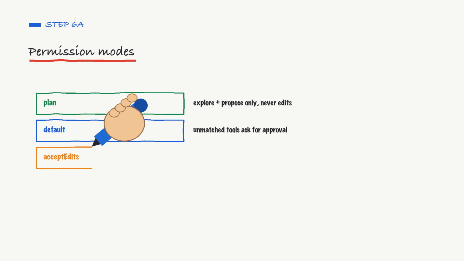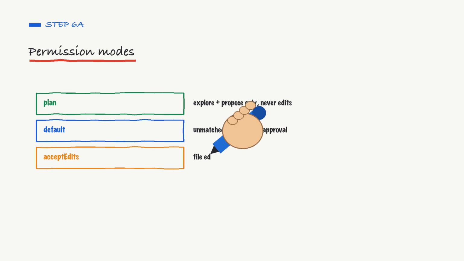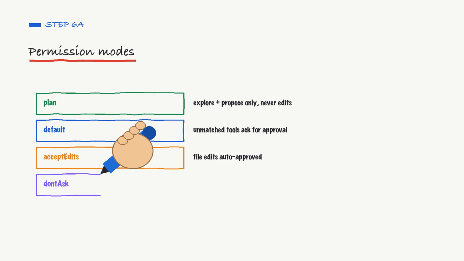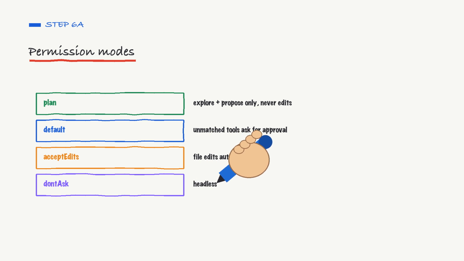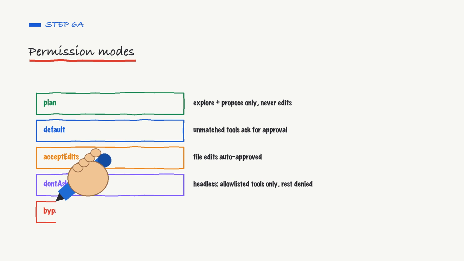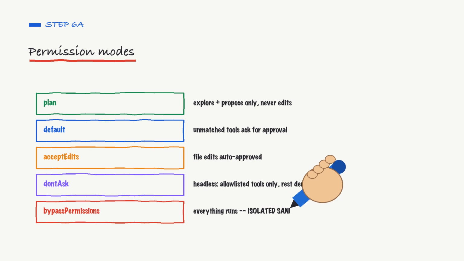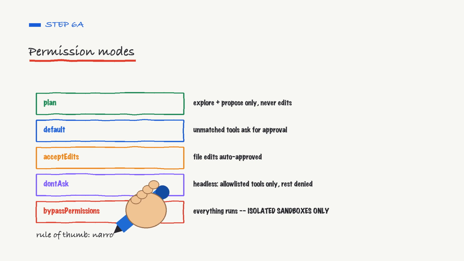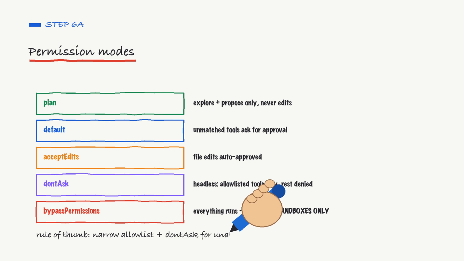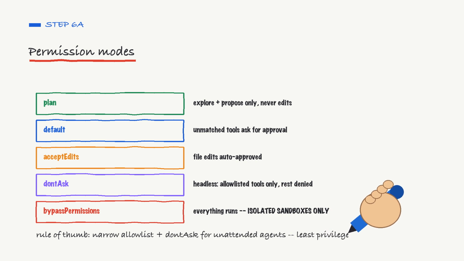Accept edits. File edits are auto-approved. Don't ask. The headless mode. Only allow listed tools ever run. Everything else is denied. Perfect for unattended agents. And bypass permissions. Everything runs without asking, which belongs only in isolated sandboxes, like CI containers.